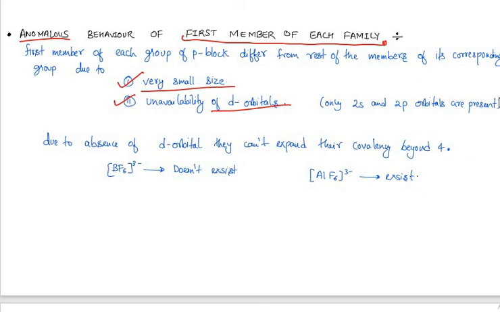Let us take an example. Since the d orbital is absent in boron, the first member, BF6 3- doesn't exist. Since it does not have d orbitals, it can't extend to further orbitals. But AlF6 3- can exist, because aluminum comes after boron in the family. It has vacant d orbitals, so it can accommodate more ligands by holding the negative charge. So due to the absence of d orbitals, BF6 3- doesn't exist and AlF6 3- exists.